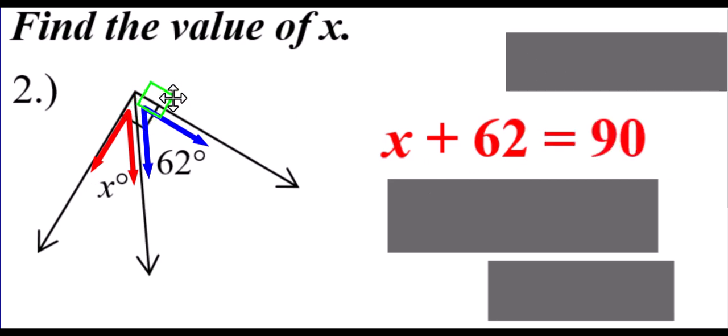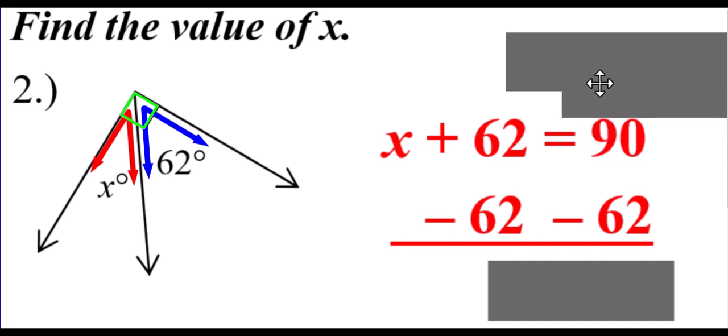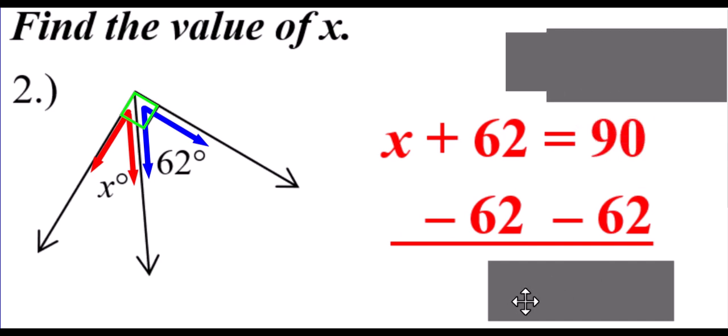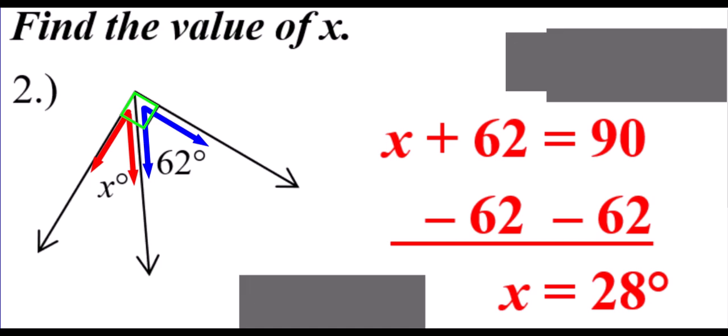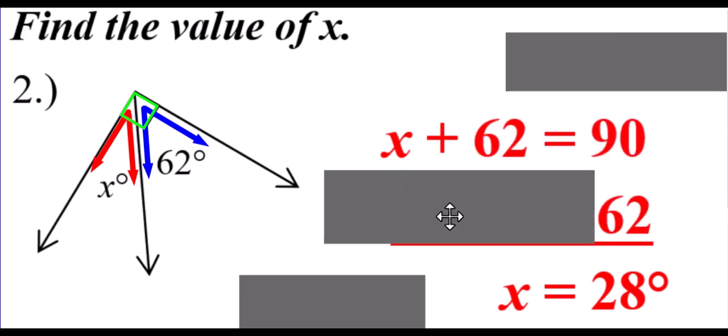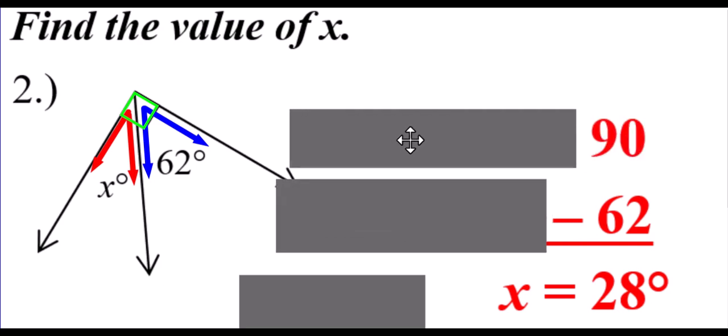Again, how do I know it can be set equal to 90? Because of the square. If those two adjacent angles together form the 90 degree angle, then their measures would add together to equal 90. Now, how could I solve for x? Well, inverse of adding by 62 is subtracting by 62, and that's going to give me 28 degrees. Now, would I have to show my work like an equation? Not necessarily. Here's what I could have done. I could have just said 90 minus 62 is 28.